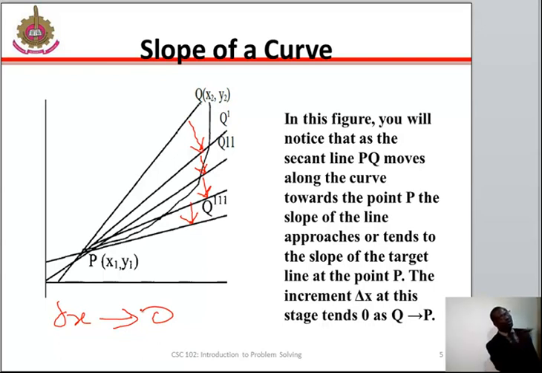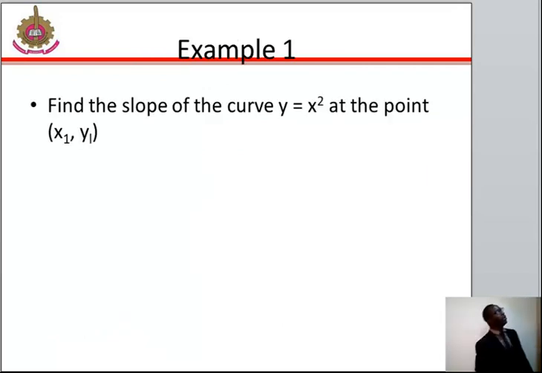Now in this figure, you will notice as the second line PQ moves along the curve, the increment delta x at this stage tends to 0. At this stage, you will know that there is no more change in the x.